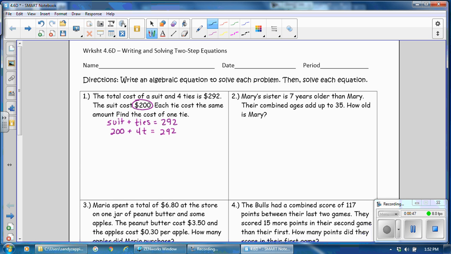Then we subtract the cost of the suit. Remember to subtract the same number from both sides of the equation. Bring down the 4t. Subtract, that gives us $92. That represents the cost of 4 ties. Split that evenly between the ties, and the cost of a tie is $23.